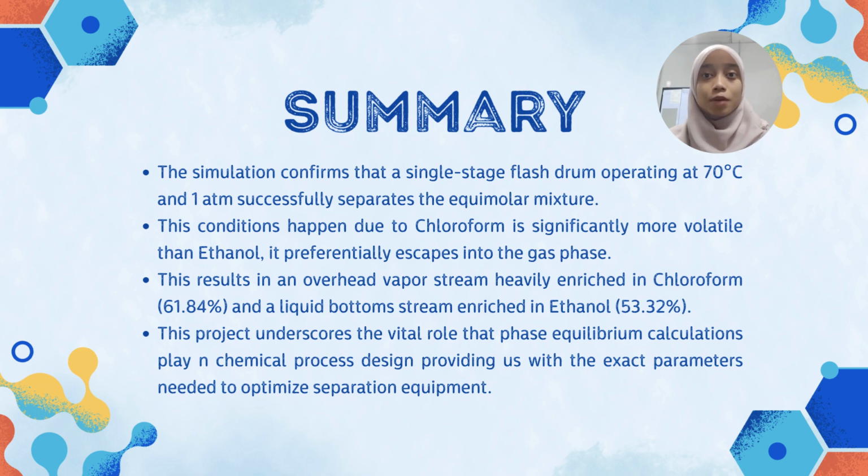In conclusion, the simulation confirms that a single-stage flash drum operating at 70 degrees Celsius and 1 atm can successfully separate an equimolar ethanol chloroform mixture. This is because chloroform is more volatile than ethanol. It is enriched in the vapor stream, while ethanol is enriched in the liquid stream. This project demonstrates the importance of vapor-liquid equilibrium calculations in designing and optimizing separation processes in chemical engineering.